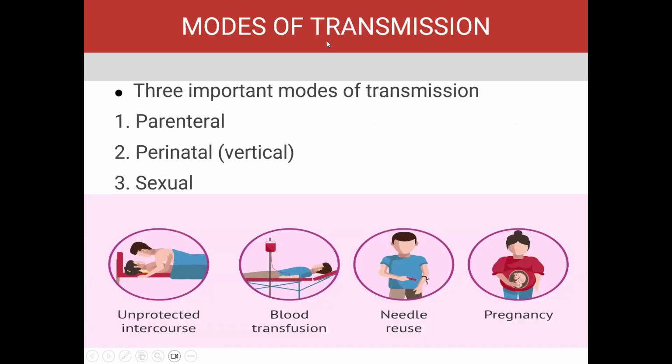Next, modes of transmission. There are three important modes of transmission: parenteral, which means direct inoculation into the bloodstream by contaminated blood or blood products, or in the case of intravenous drug abusers, contaminated syringes and needles. Next, perinatal, which is from mother to fetus, and even sexual contact. So parenteral, perinatal, and sexual contact.